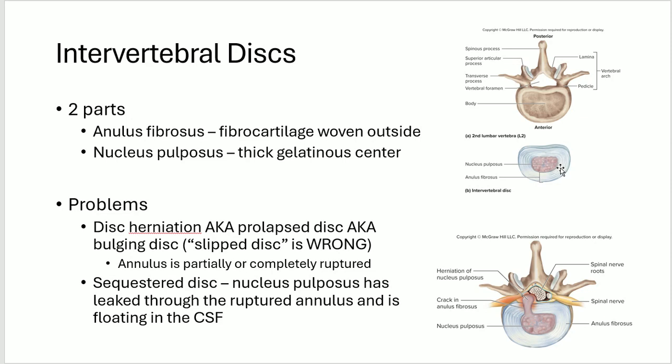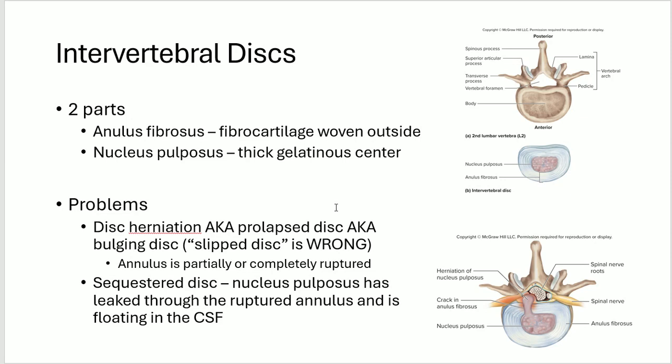Think annular rings. Think annular rings on a tree. Those tree rings, that's what they're called, annular rings. So annulus fibrosus are these annular rings on the outside. And then the nucleus pulposus is on the inside.